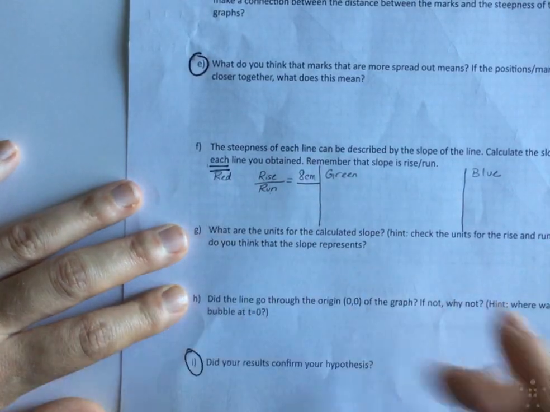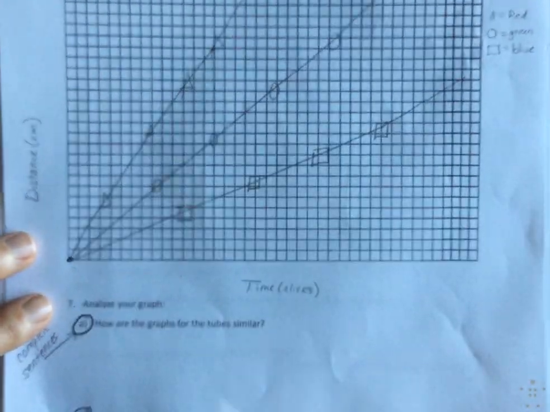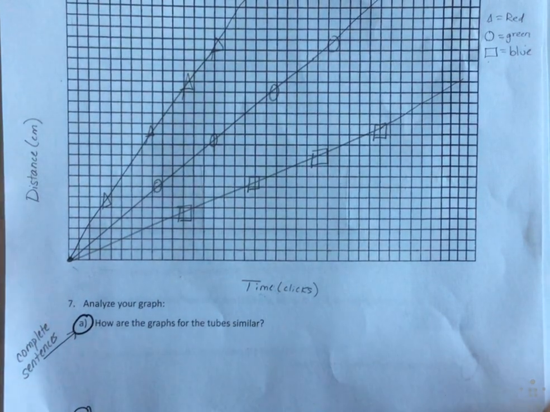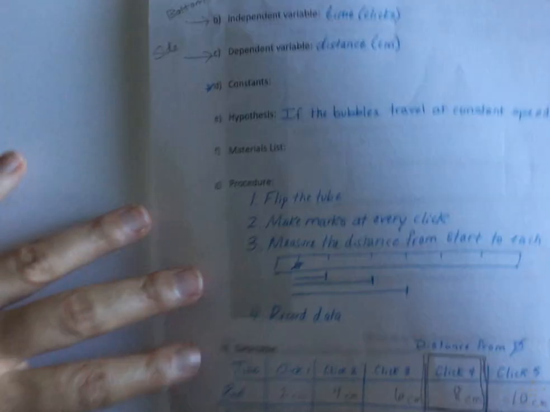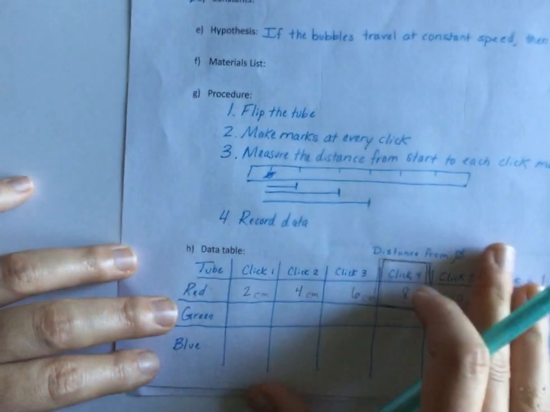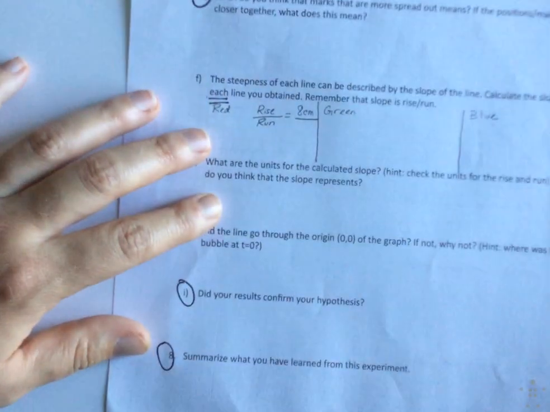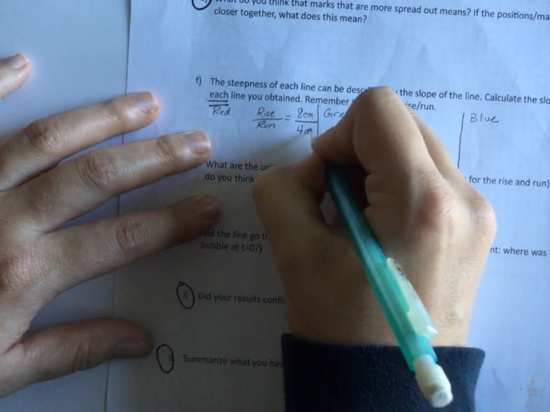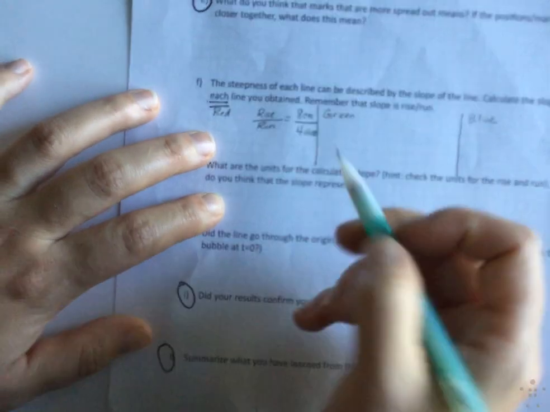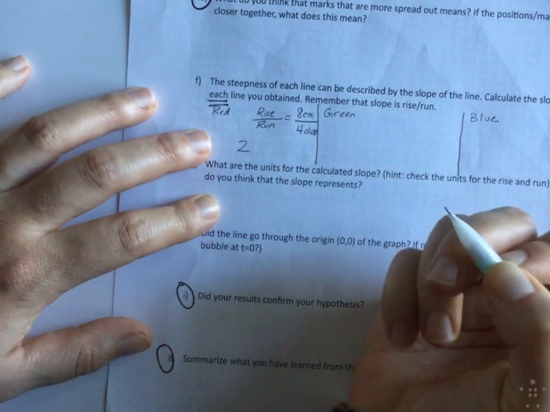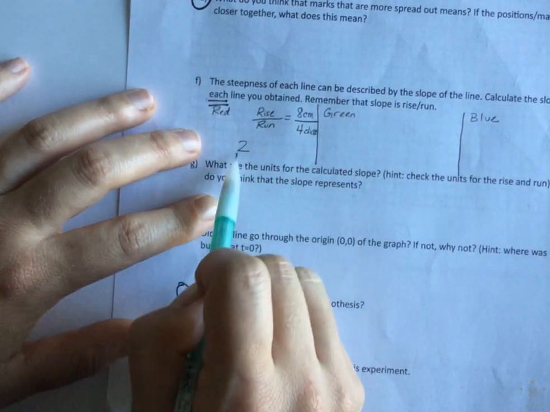Okay, now I need my run. Remember, the side of the graph that runs is this side. So I'm going to look at my time for that same point. So the time at that point was 4. So then that is my run. So 4 clicks. So then all I have to do is take 8 divided by 4, which gives me 2, and that is the slope of my line.